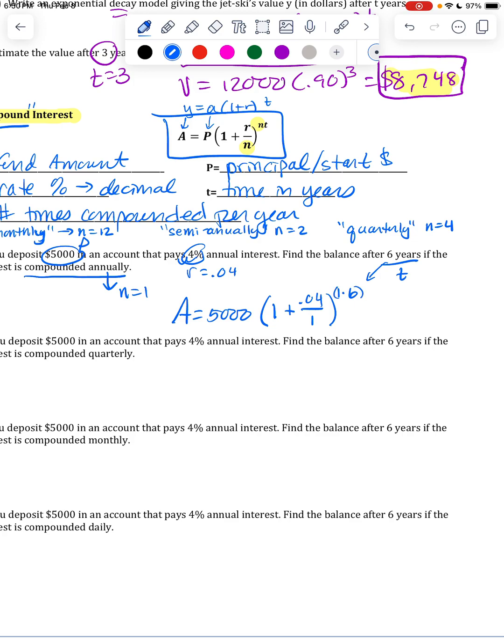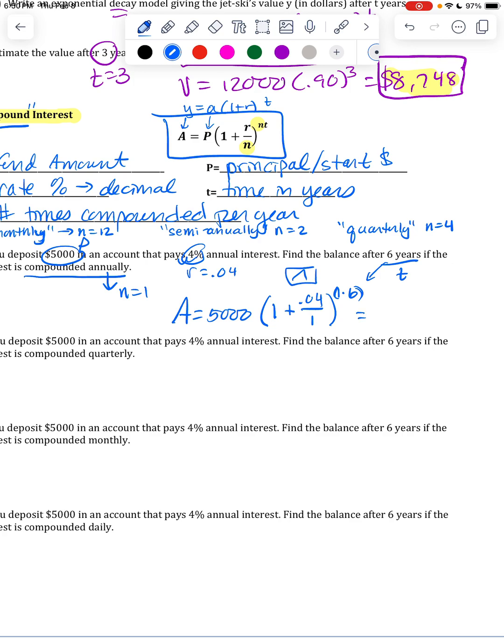And if you have an older calculator where you have to use the little arrow button to do the power, make sure that you put parentheses around the 1 times 6 so it knows the whole thing is in the power. You're going to type literally the whole thing in: 5,000 parenthesis 1 plus 0.04 divided by 1 parenthesis raised to the 1 times 6 power.